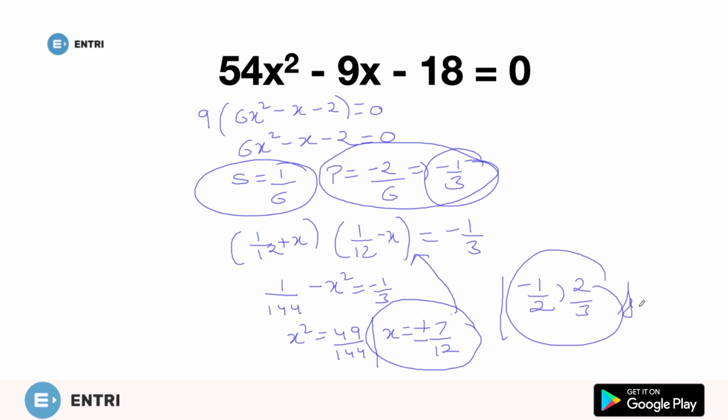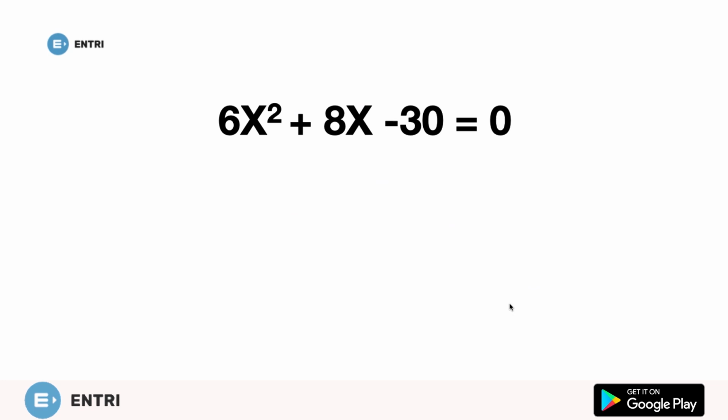See, it is that simple. That means you have to take just the sum, the product, and make the sum half and use this equation. You are directly going to get the roots. Coming to the next question. Let's solve the next question. What is the next question?